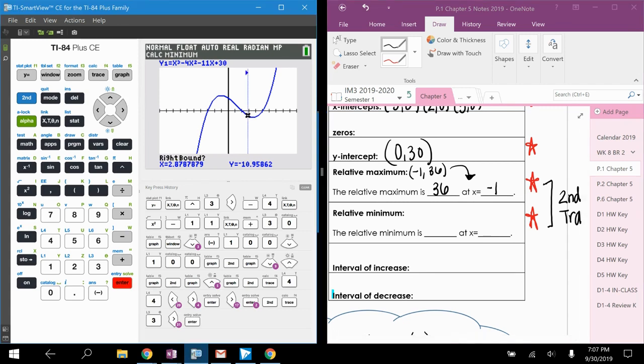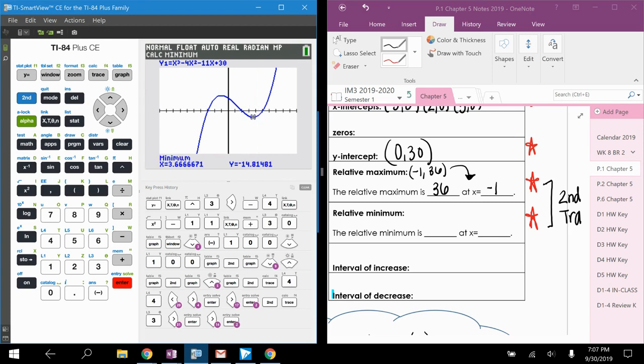Press enter. Now it says right bound. That means go to the right of where you think the min is. Okay, so again, here's my min. The cursor is now on the right side. Press enter. Do you want me to guess it? Yes, calculator, I do. Press enter one more time.